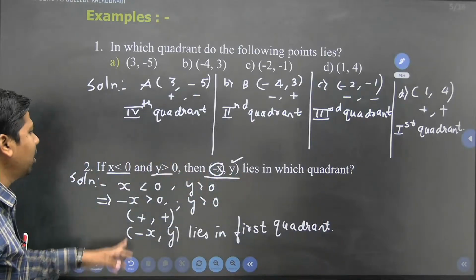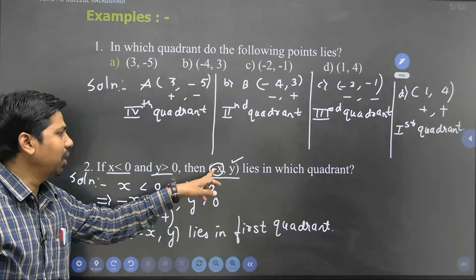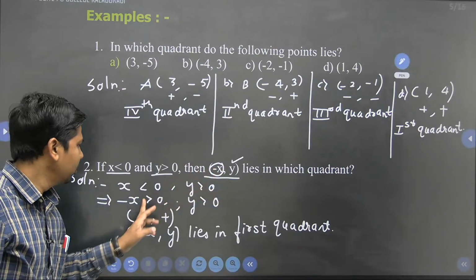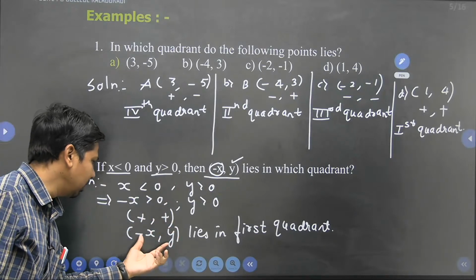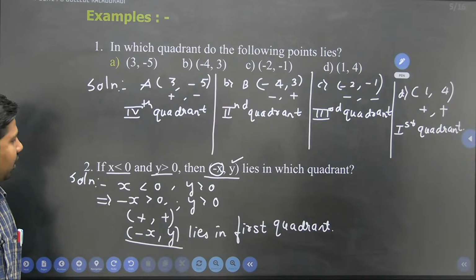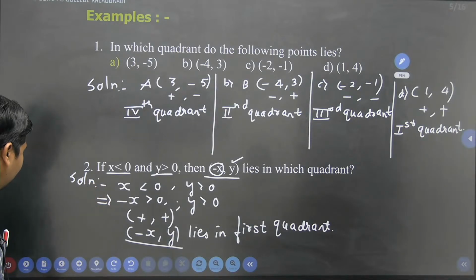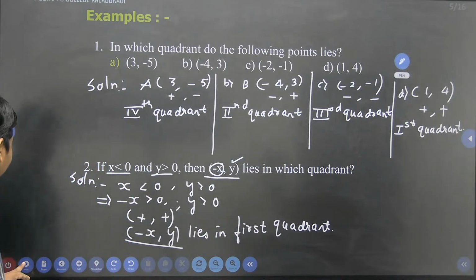Right? x is less than 0, negative, so minus x is positive, and y is also positive. So both the coordinates, the x coordinate and the y coordinate, are positive, which implies the point (minus x, y) lies in the first quadrant, right? So there's one more example related to identifying which quadrant the point lies in. Next example.